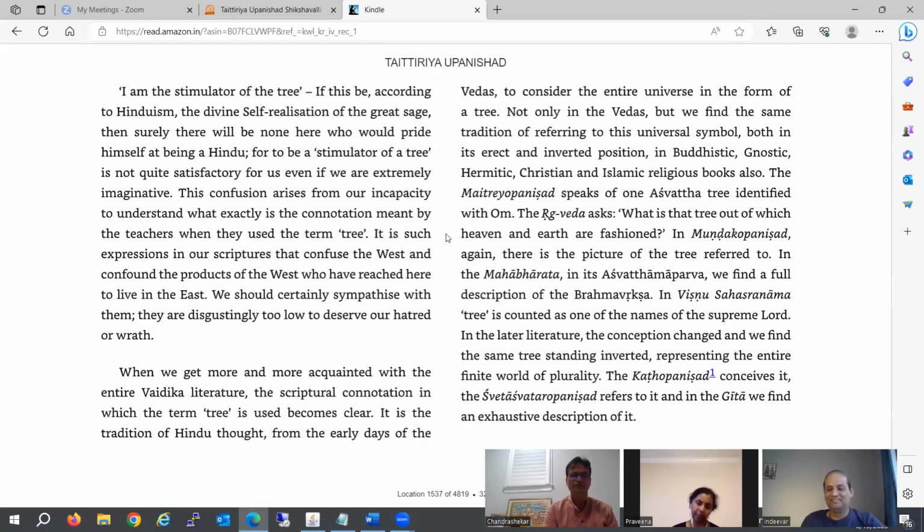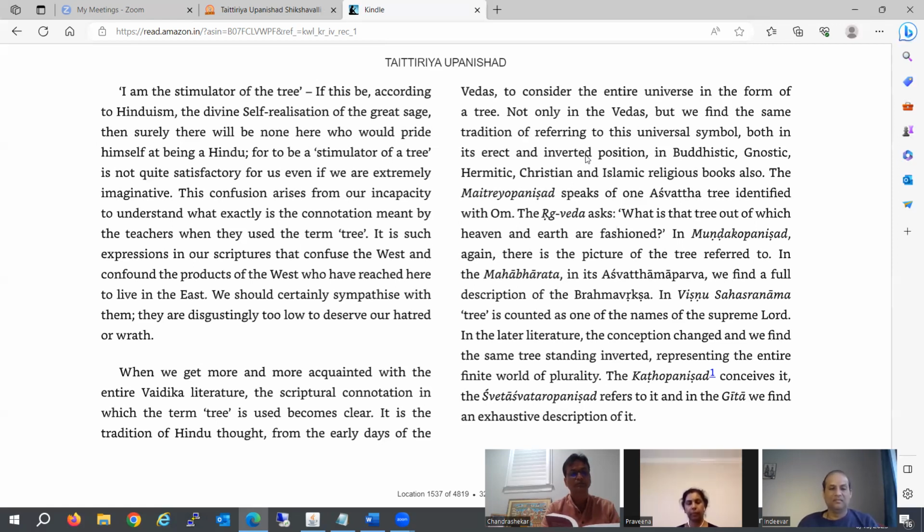Continue. When we get more and more acquainted with the entire Vaidika literature, the scriptural connotation in which the term tree is used becomes clear. It is the tradition of Hindu thought from the early days of the Vedas to consider the entire universe in the form of a tree. Not only in the Vedas, but we find the same tradition of referring to this universal symbol, both in its erect and inverted position, in Buddhistic, Gnostic, Hermetic, Christian, and Islamic religious books also.